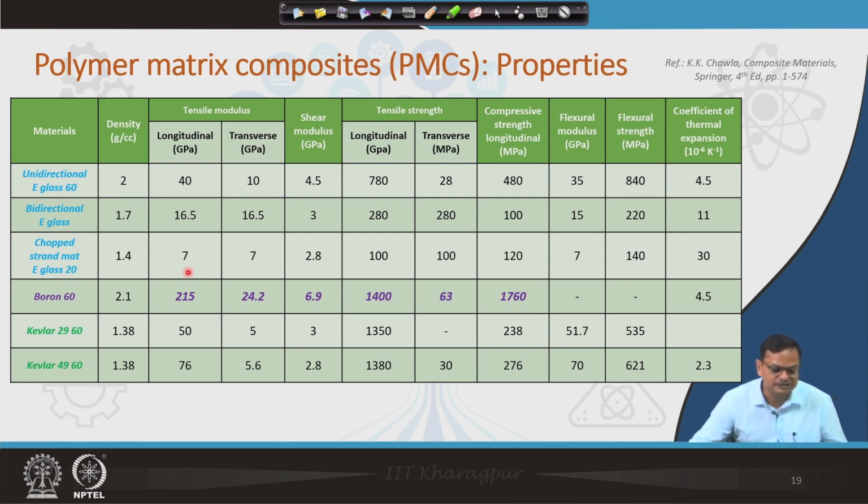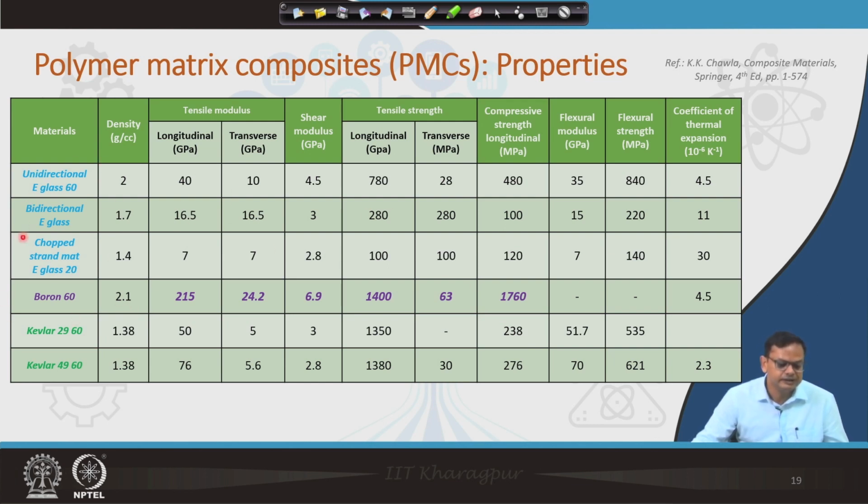An interesting thing you can see here: if you are obviously using boron fiber as reinforcement, the tensile modulus, tensile strength, and compressive strength are all quite high in the case of boron fiber reinforced composites. The obvious reason is boron's high strength and modulus. You cannot really compare with glass fiber, the values are quite low compared to boron fiber.